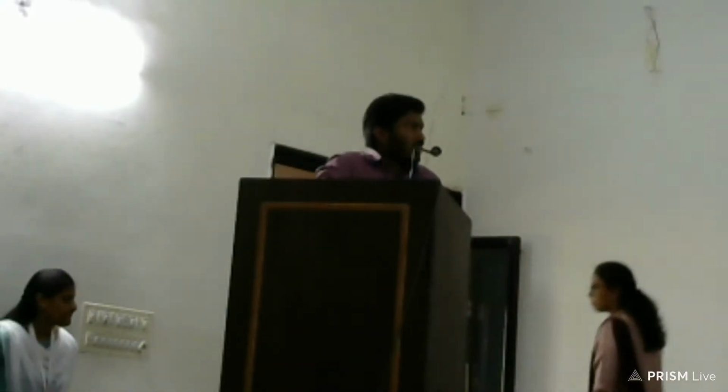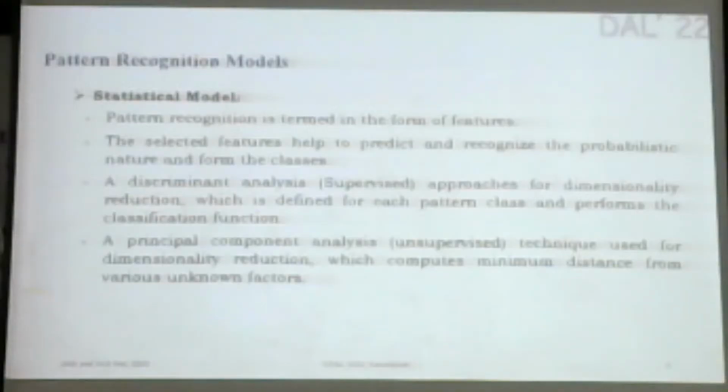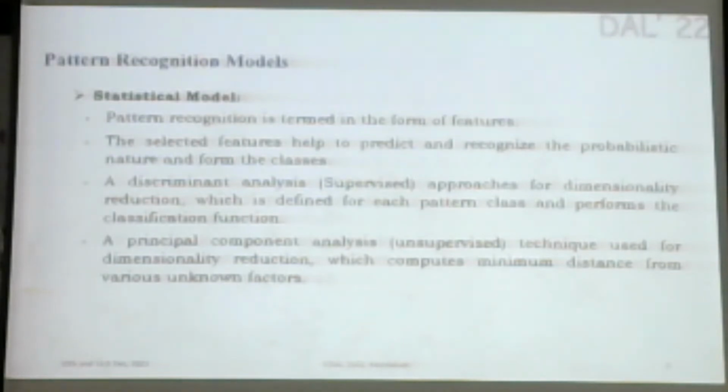Coming to the pattern recognition models, there are four types: the statistical model, structural model, template matching model, and neural based model. Let me begin with the statistical model. In the statistical approach, pattern recognition is done in the form of features. The statistical approach is good when dealing with noisy patterns and grammar defining, using selected features which help to predict and recognize the probabilistic nature and form the classes.